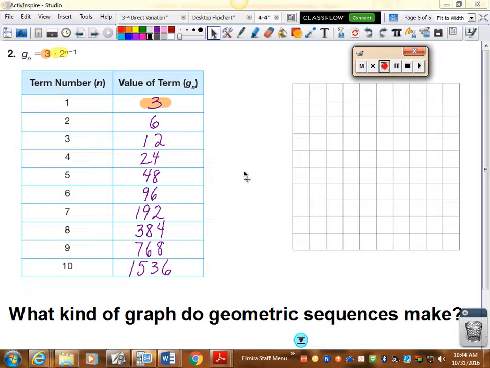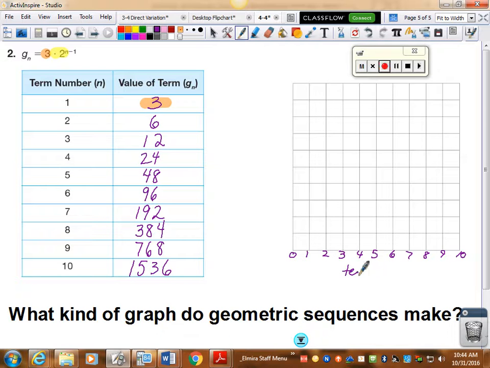Okay, now I gotta graph this stuff. 0, 1, 2, 3, 4, 5, 6, 7, 8, 9, 10. Those are our term numbers. Okay, now for the y-axis, our value of term, I got to at least make it to 1,536. I've got 10 squares to play with, so I'm probably going to have to count by 200s to make it.